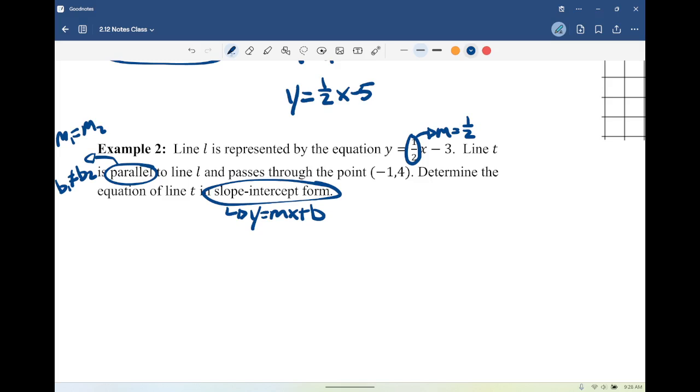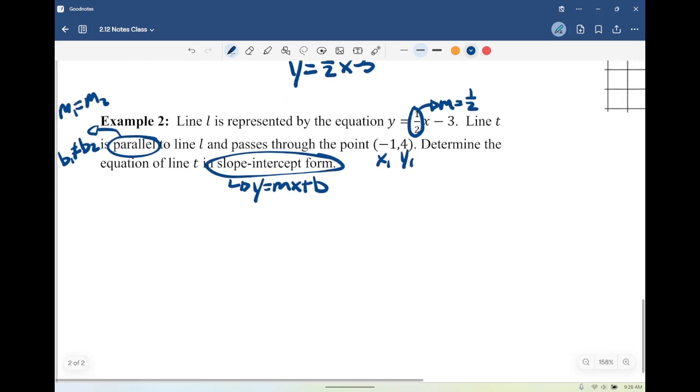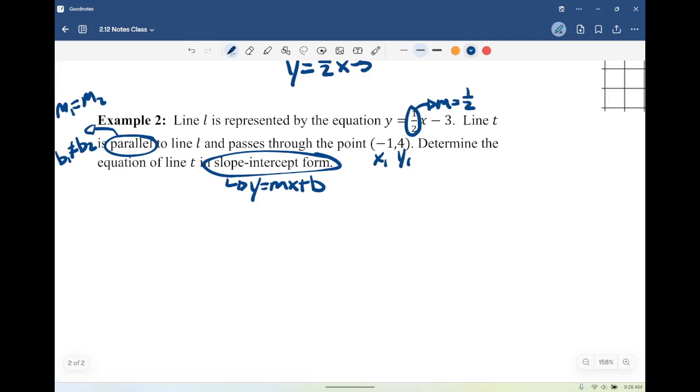X is not 0, which means that is not a y-intercept, which means I'm not going to use slope-intercept form to start. My answer needs to be in slope-intercept form, but that's not how I'm going to start. Instead, I'm going to use point-slope. I'm going to label this x1 and this y1. Well, I know the slope is 1/2, x1 is -1, and y1 is 4. Let me plug those in. Y minus 4 is equal to 1/2 times x minus -1.